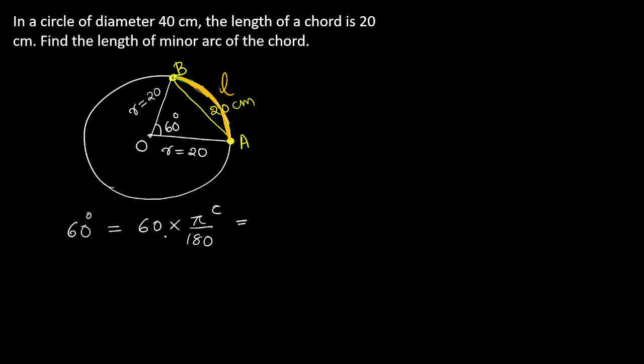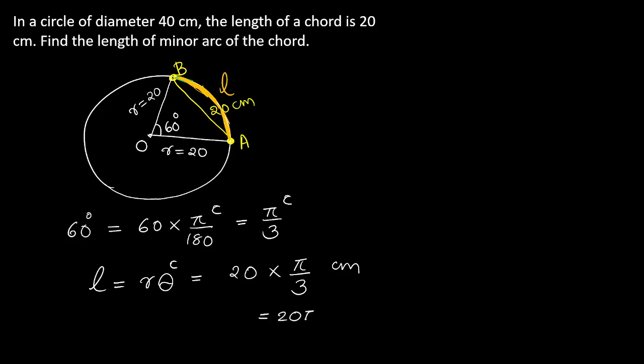So 60 and 180 cancel, 3 in the denominator. The answer is pi by 3. You got it. Very good. Length of arc equals r theta. Theta should be in radian measure. r is 20 centimeter, theta is pi by 3 radian. After multiplication, you will get the unit in centimeter. So the answer is 20 pi by 3. No need for any further simplification. You can stop here: 20 pi by 3 centimeter. Or you may substitute the value of pi as 3.14, but it is not necessary.